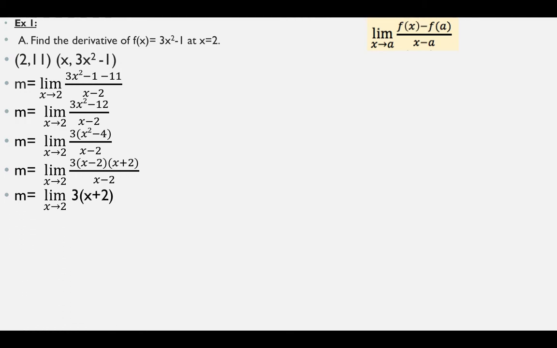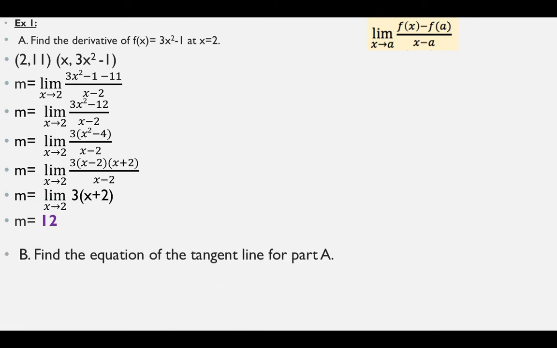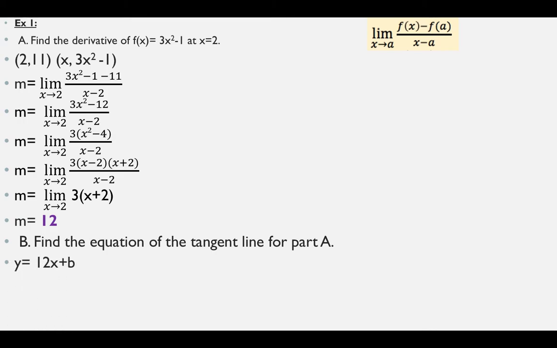Awesome. It looks like I don't have division by 0 anymore, so I can now plug in that 2. So I plug in the 2. I'm going to get 3 times 2 plus 2, which is basically 3 times 4. The slope of the tangent line is 12. Once I have the slope, I could go ahead and find the equation of the tangent line. So here's my slope. The point is 2, 11, so x, y. That means y is 11, x is 2. Substitute that in.